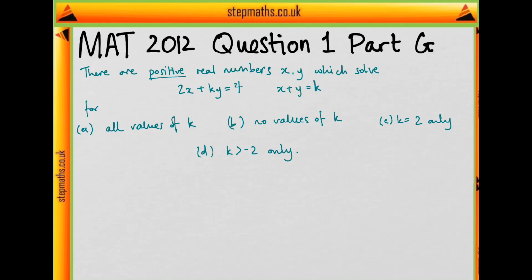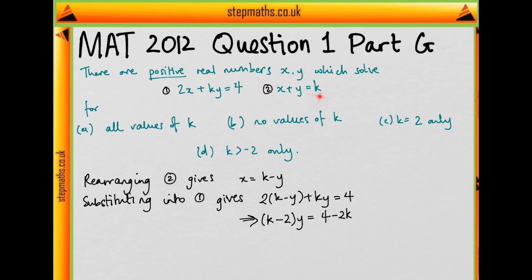Hi, so in this video I'm going to go through part 3 of question 1 on the 2012 math paper. In this question they've given us two equations, 2x plus ky is equal to 4 and x plus y is equal to k. And they want to know when we're going to get positive real solutions, x and y. So I guess we might as well just try to solve these two equations then, if we are looking for solutions. So let's label this as 1 and 2.